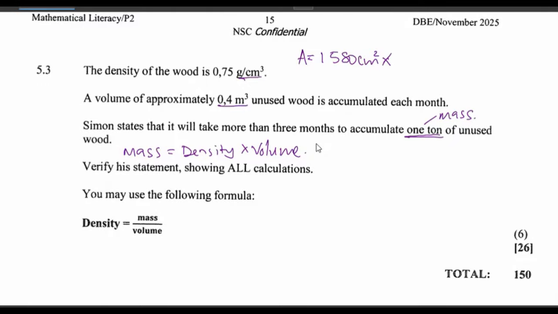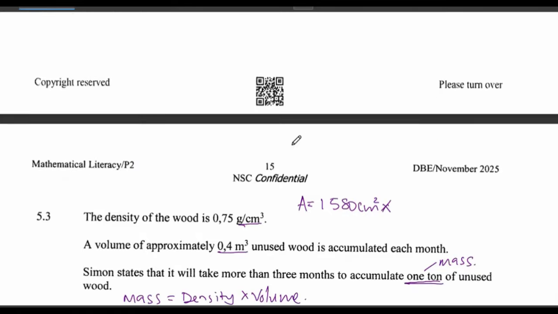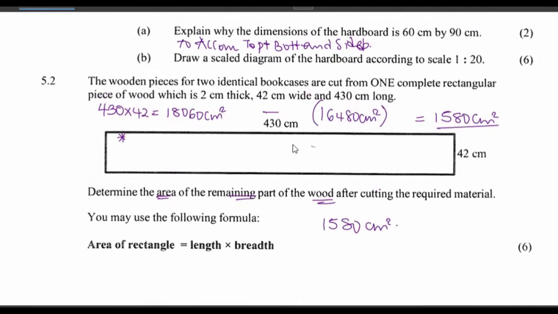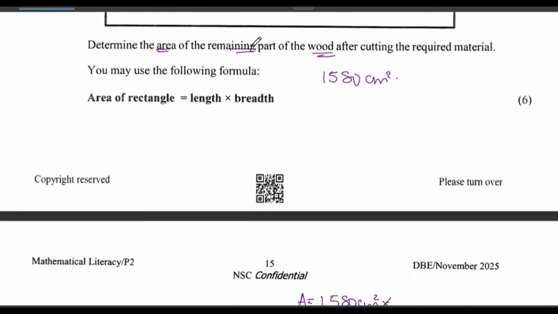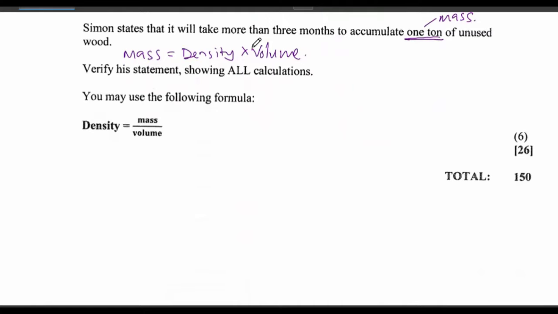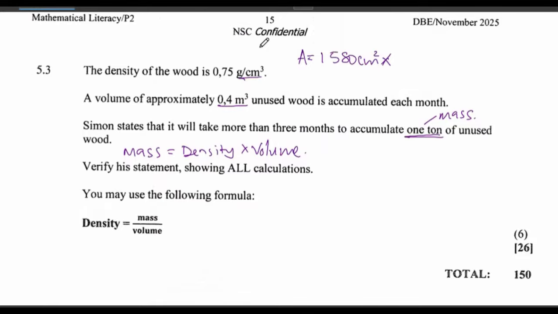We need to find the volume. Now we shall multiply with the height or thickness of the wood, which is 2 centimeters thick. See that? What are we looking for? We are looking for the volume of the unused wood. So we shall come here, get the area times the 2, which will become 3,160. These are centimeters what? Cubed.